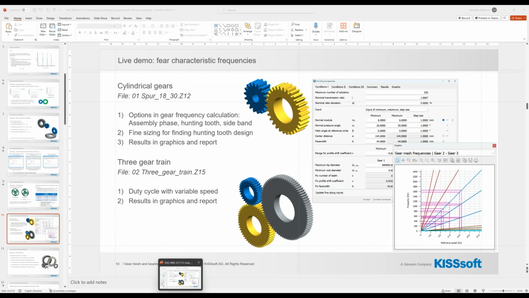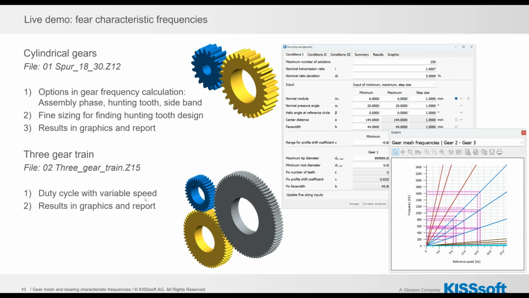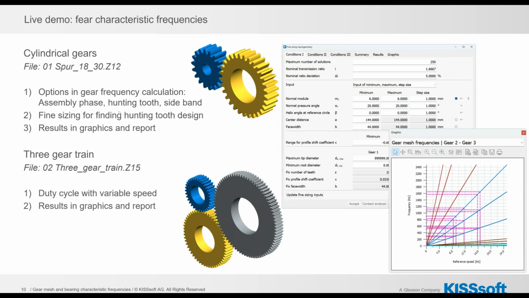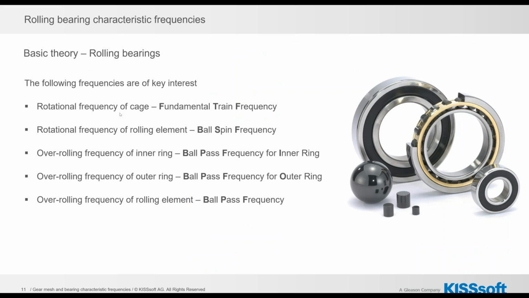Now I will go back to the slides and continue a bit more with the theory, but not from gears anymore, from other machine elements, rolling bearings. In rolling bearings, we have 5 frequencies which are of interest. We have the rotational frequency of the cage, also named the fundamental train frequency. There is also the rotational frequency of the rolling elements, which is named ball spin frequency. We can have the overrolling frequency of the inner ring, or ball pass frequency of the inner ring, and the same for the outer ring. And we can also have the overrolling frequency of the rolling element, also known as ball pass frequency.